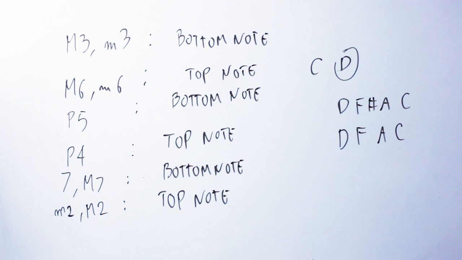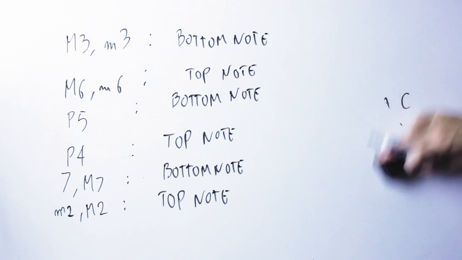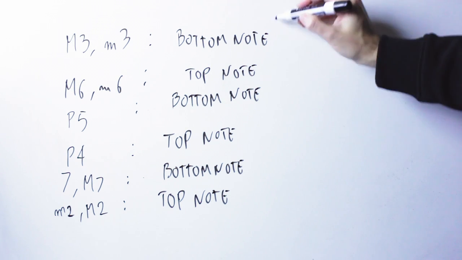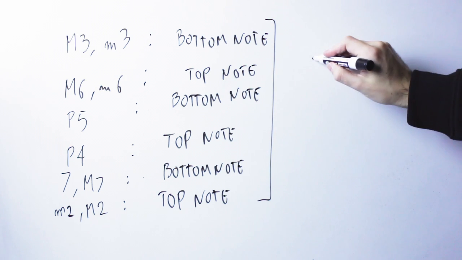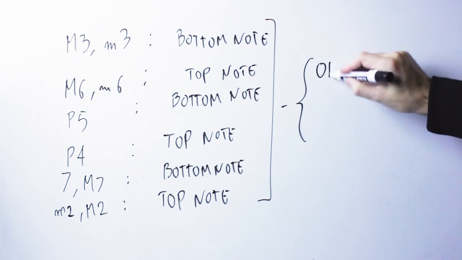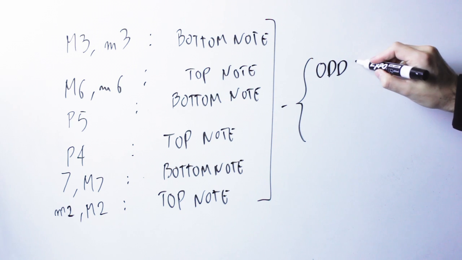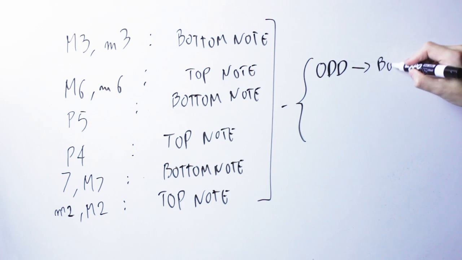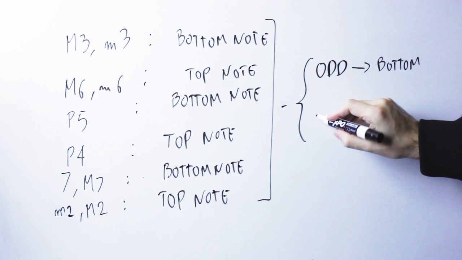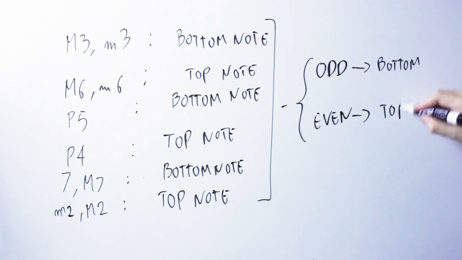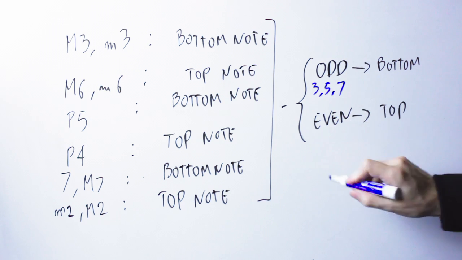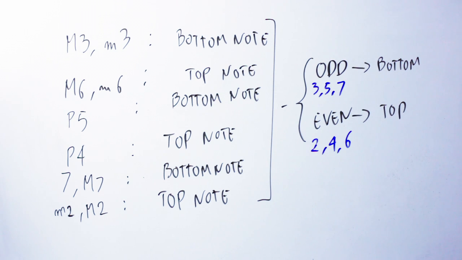All of this seems a little bit complex, okay, but it's not so much, because at the end of the day, you notice immediately: if the number we use to indicate the interval is odd, 3, 5, 7, then the bottom note is the root. If the number we use to indicate the interval is even, 2, 4, 6, it's the top note that is the root. Boom! Simple as that. Odd number, bottom note. Even number, top note.